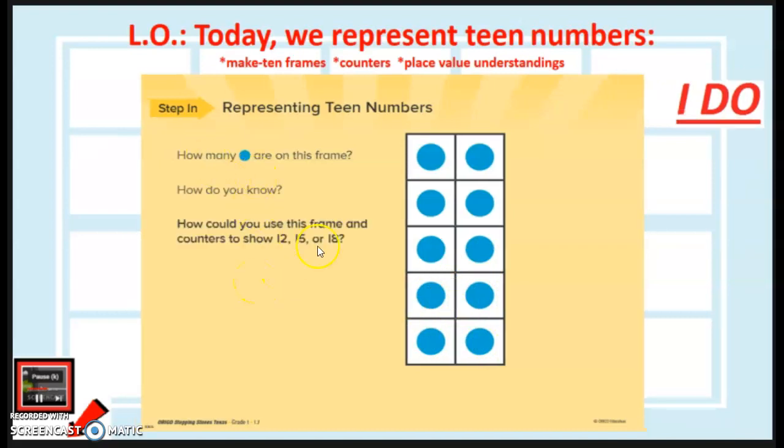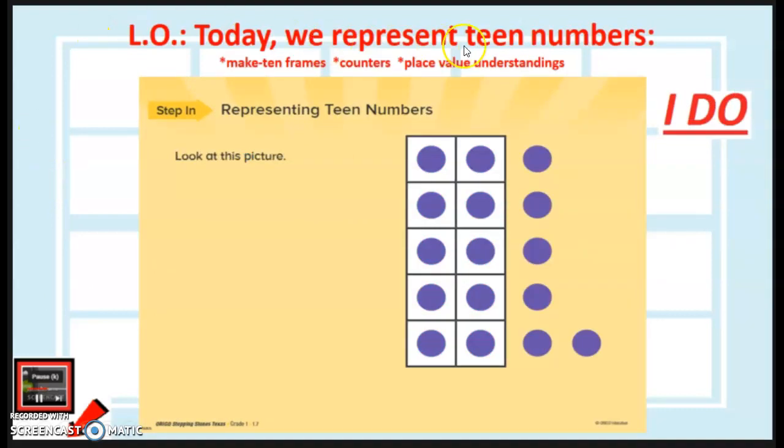Now I know I have 10, but how can I make 12, 15, or even 18? If these are 10, how can I show that extra difference? That extra difference of 2, that extra difference of 5, or that extra difference of 8? Easily, I would just add some more counters. I'd start counting at 10 and count on. 11, 12. Count on.